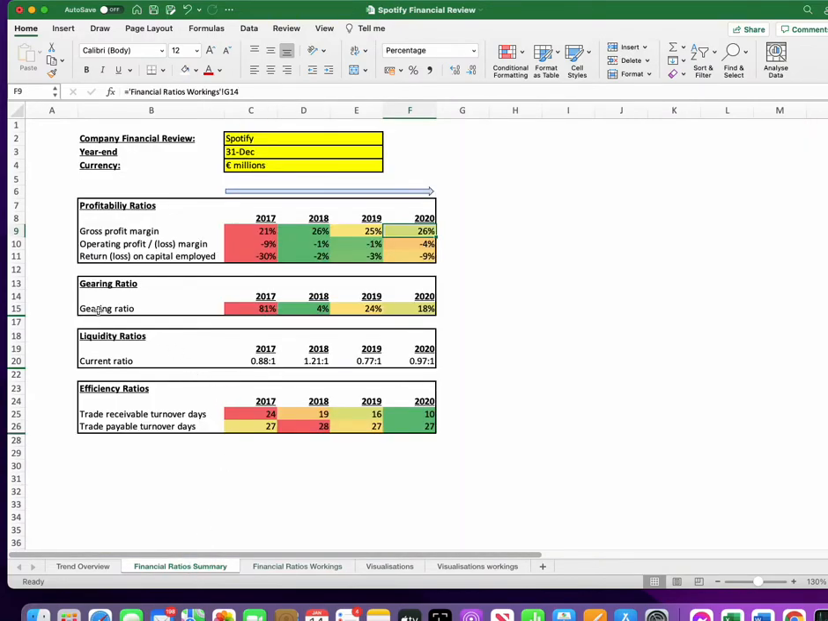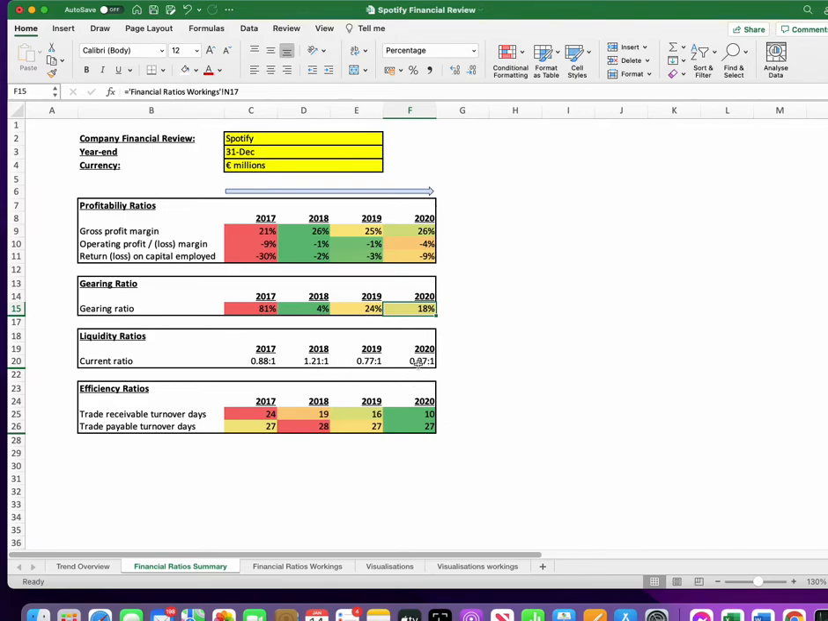Their gearing ratios: the gearing ratio is a financial ratio that compares some form of owner's equity to their debt, or the funds borrowed by the company. So a lower figure is better here. In 2017, they had quite a high gearing ratio of 81%. It looked as if in 2017 they had some form of convertible debt, so that debt may have been converted to equity, and that has therefore reduced their gearing ratio. So around 2020, that's sitting around 18%.